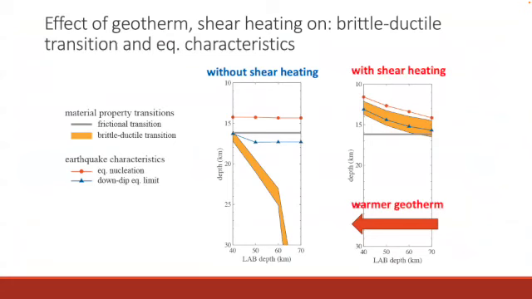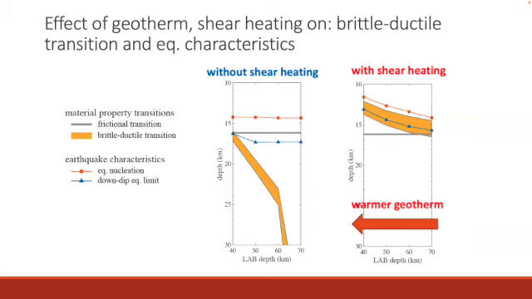Here I've summarized the effects of varying the geotherm and including shear heating on the depth of the brittle-ductile transition and the depth of earthquake nucleation and down dip propagation of the earthquake. I'm plotting the LAB depth on the x-axis and depth on the y-axis. Warmer geotherms correspond to a shallower brittle-ductile transition depth. Oh, sorry, shallower LAB depth.